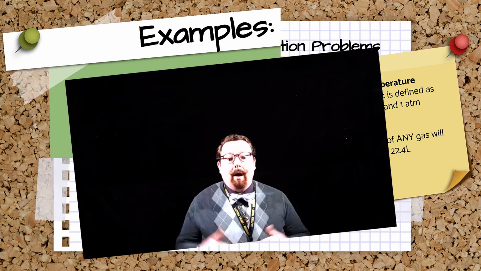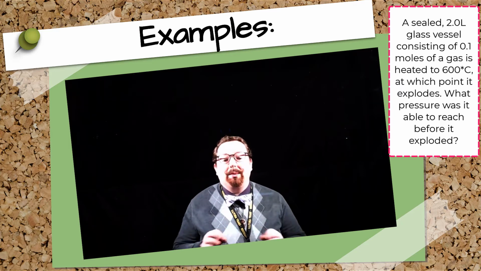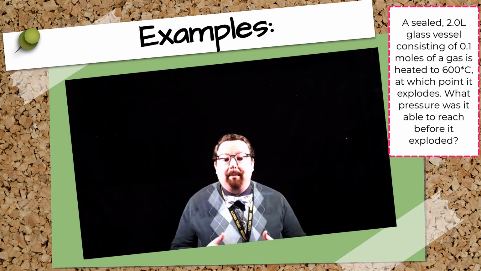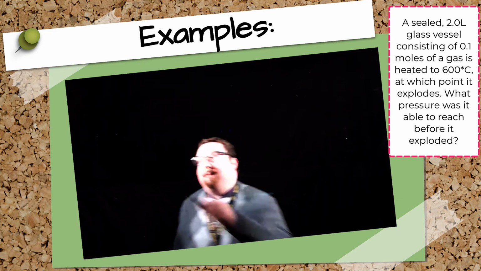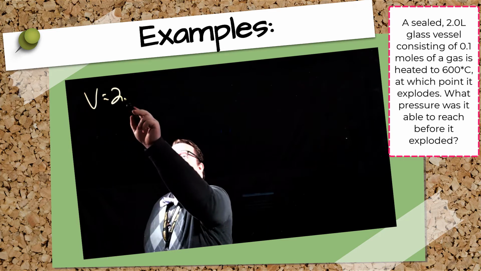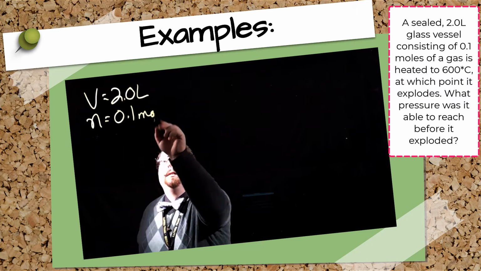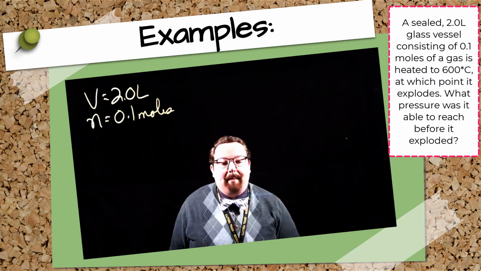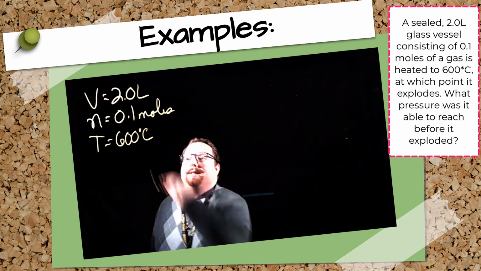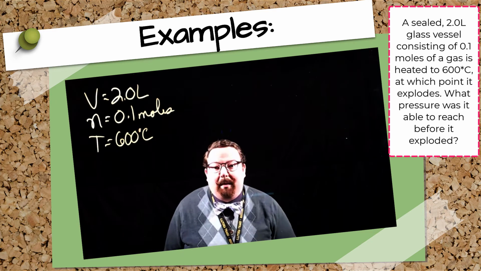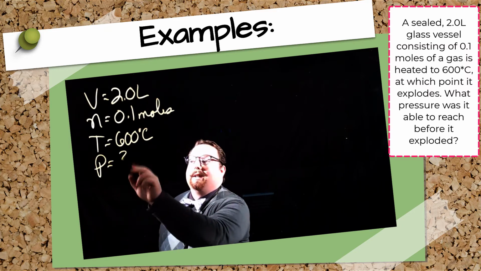Let's do some examples. All right, say you're told about an experiment in which someone heats a sealed 2-liter glass vessel containing 0.1 moles of a gas until it explodes. So already we know that my volume is 2.0 liters and my number of moles is 0.1. When they heated this up, it happened to reach a temperature of 600 degrees Celsius before it exploded. The experiment was to determine the pressure that the vessel could withstand. So the pressure is what we are looking for.